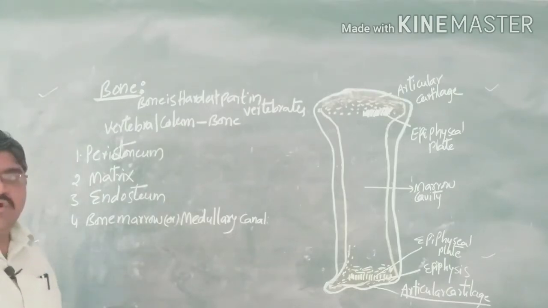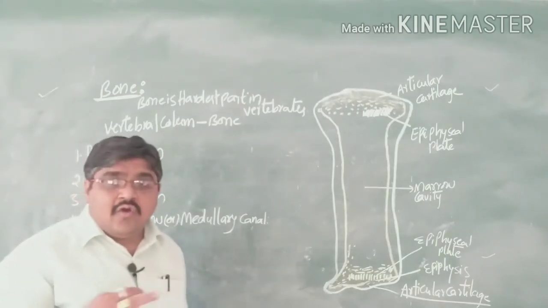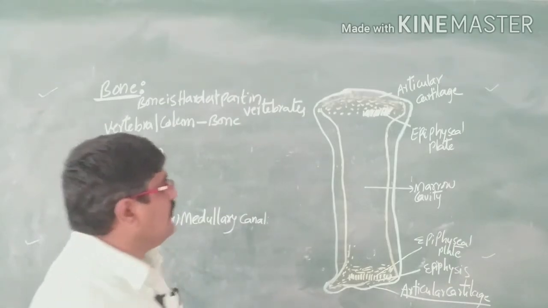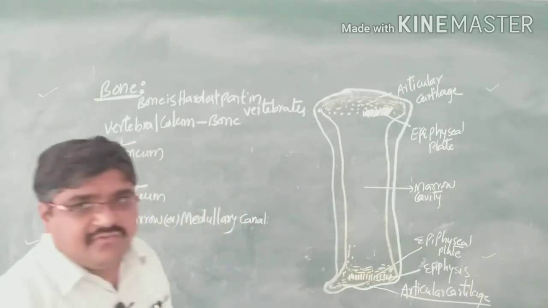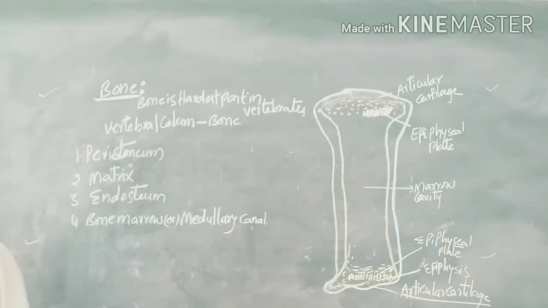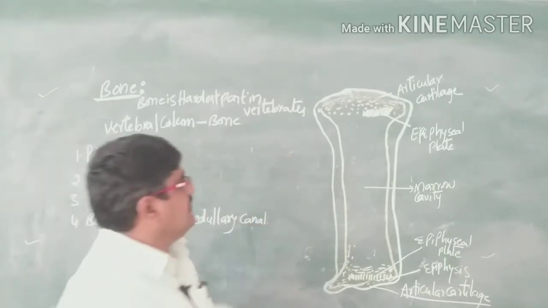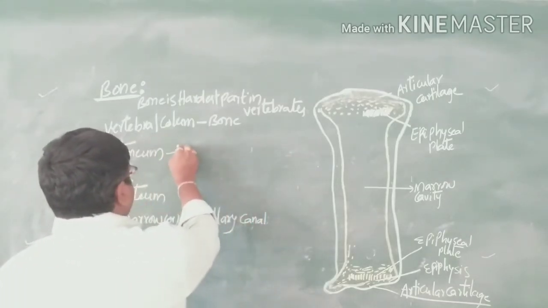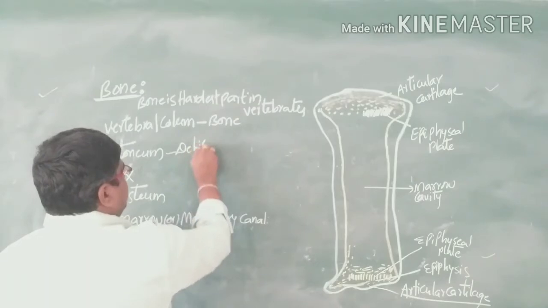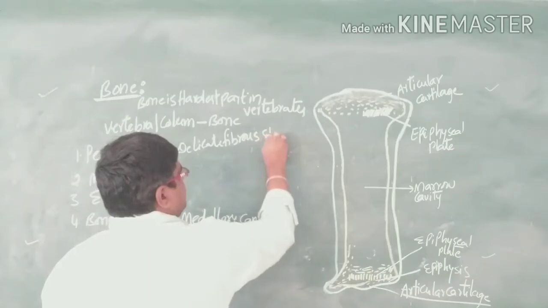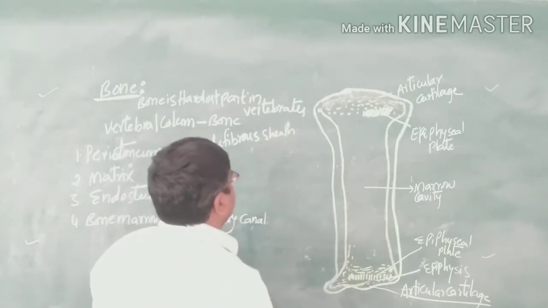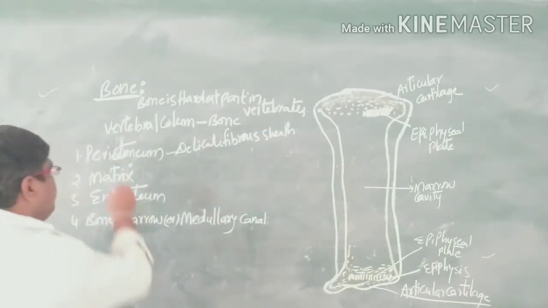What is the periosteum? It is the outermost covering of the bone. That outermost covering of the bone we call the periosteum, which is a delicate fibrous sheath that covers the bone. So we call that the periosteum.